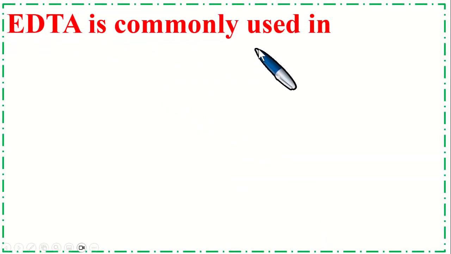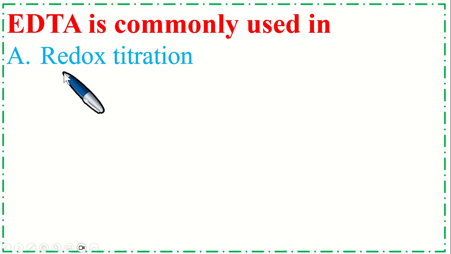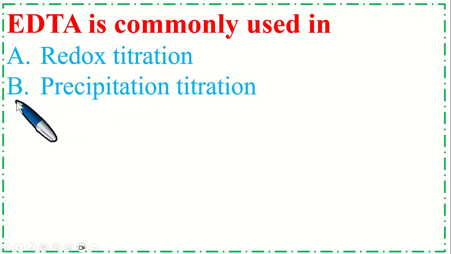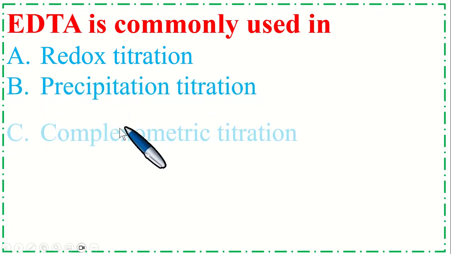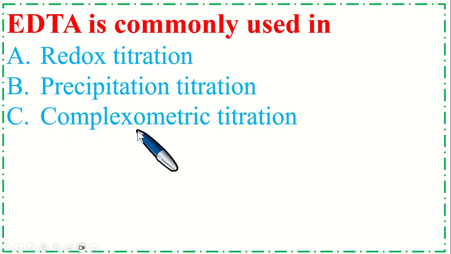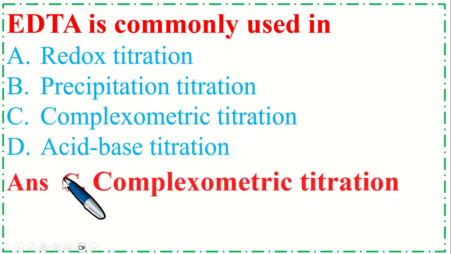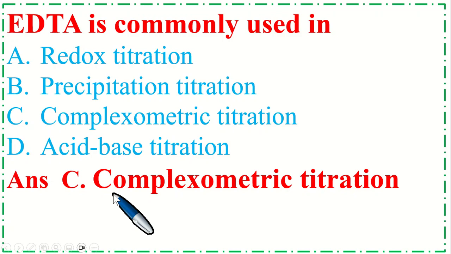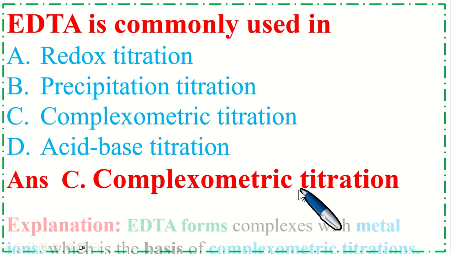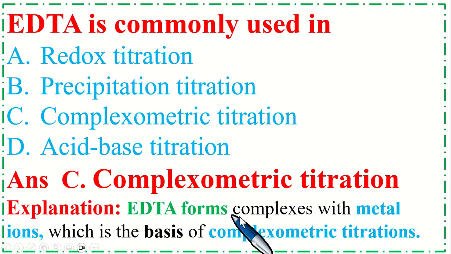EDTA is most commonly used in: option A, redox titration; option B, precipitation titration; C, complexometric titration; and option D, acid-base titration. So the correct option is C, complexometric titration. EDTA forms complexes with metal ions, which is the basis of complexometric titrations.